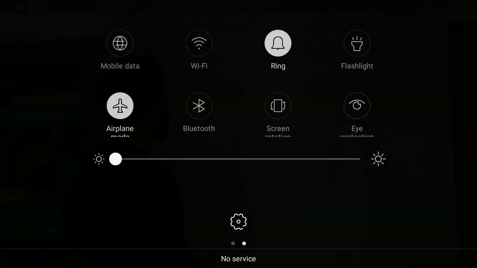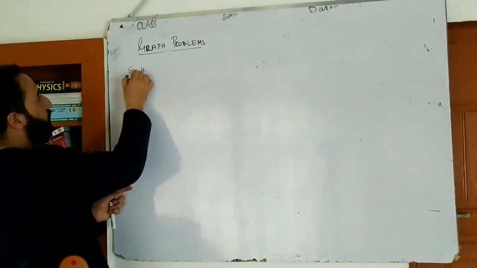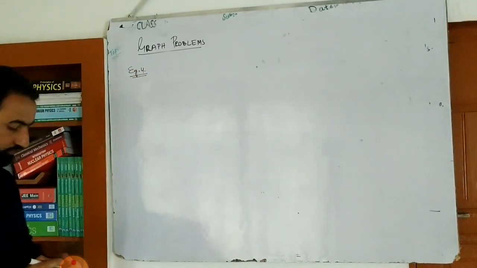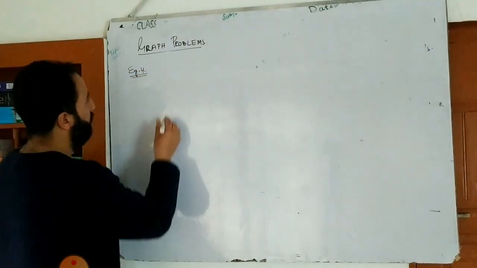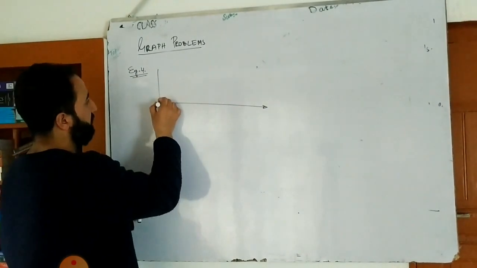Do one more example. Okay, so one more example. Again, the force versus time graph is given to you, this is example number 4. Let's make it a bit complicated. Suppose it's like this.